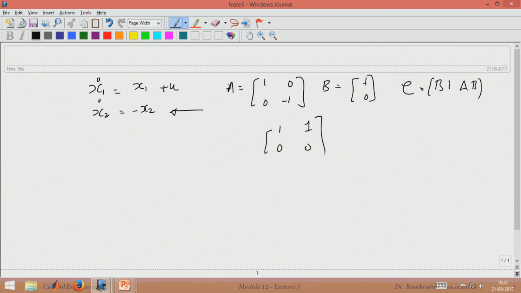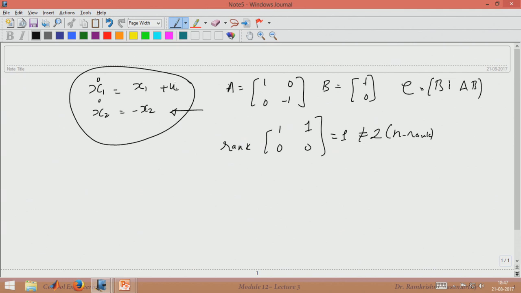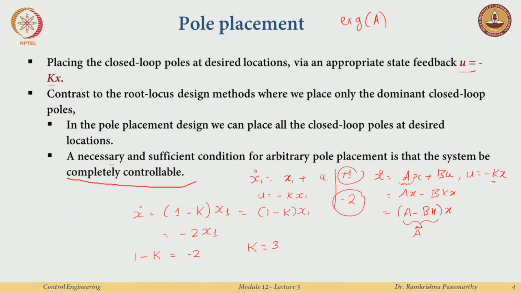1 and 0, and this has rank 1, not equal to 2. This is not full rank, right? The full rank is n, which in this case is 2. So, I can see here that the system loses rank, it is not completely controllable. Therefore, my claim that for arbitrary pole placement the system should be completely controllable, well, this is one example of that. This is not a big proof anyways. So, just go back to what we said here, that a necessary and sufficient condition for arbitrary pole placement is that the system is completely controllable.